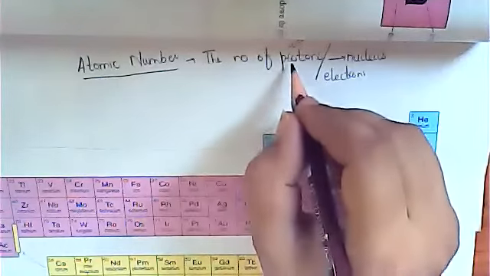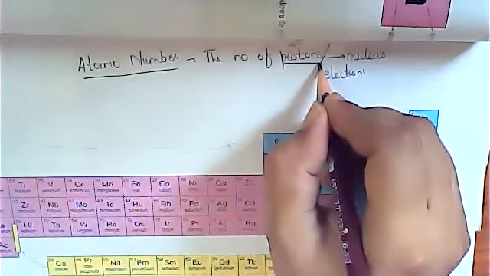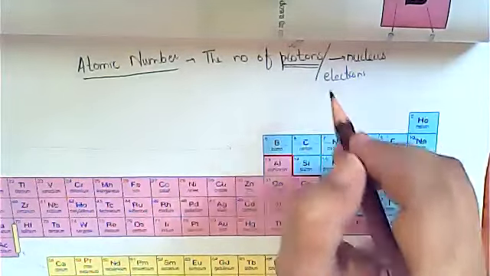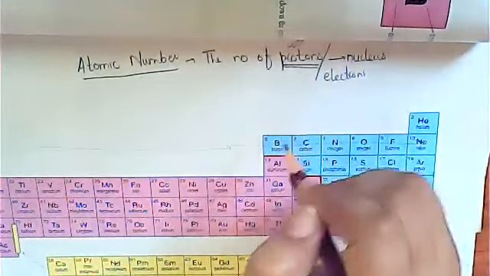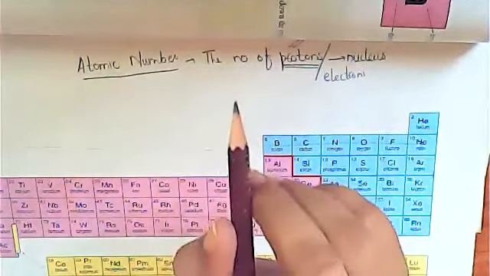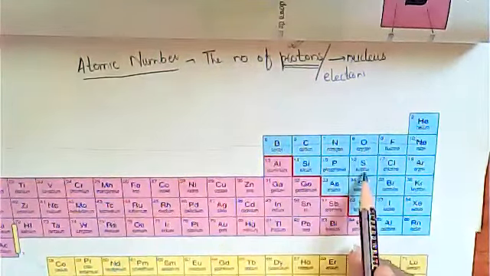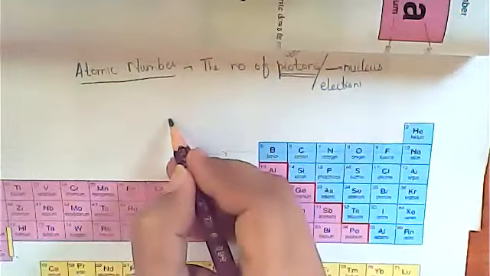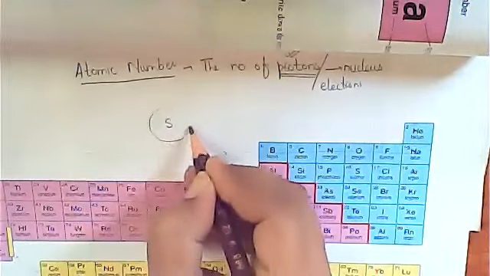Inside the nucleus you have protons, and the total number of protons that are present inside the nucleus is called the atomic number of that particular element. Just suppose here you have sulfur. If we talk about the sulfur atom, this is the nucleus of the sulfur.